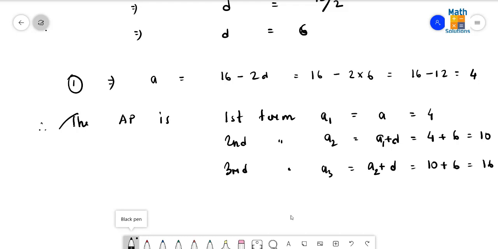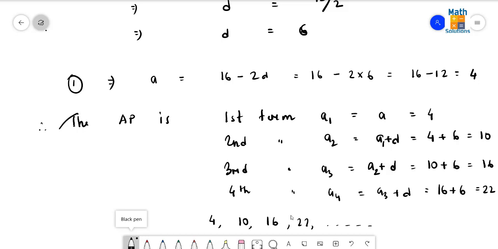So in that way these values will go on. Similarly, if we want, we can find out the fourth term also. A4 equals A3 plus D, and 16 plus 6, that is equal to 22. So the AP is ultimately 4, 10, 16, then after 22, and that goes on, and this is the answer.